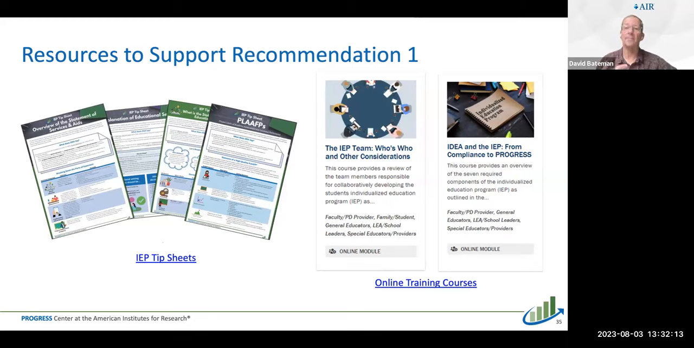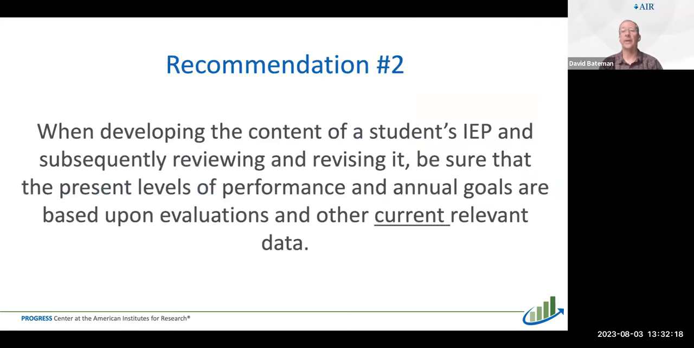So that's recommendation 1. I'm going to turn it over to Mitch for recommendation number 2. Okay, thank you, David. And you'll notice Riley is putting links in the chat to these different resources available.